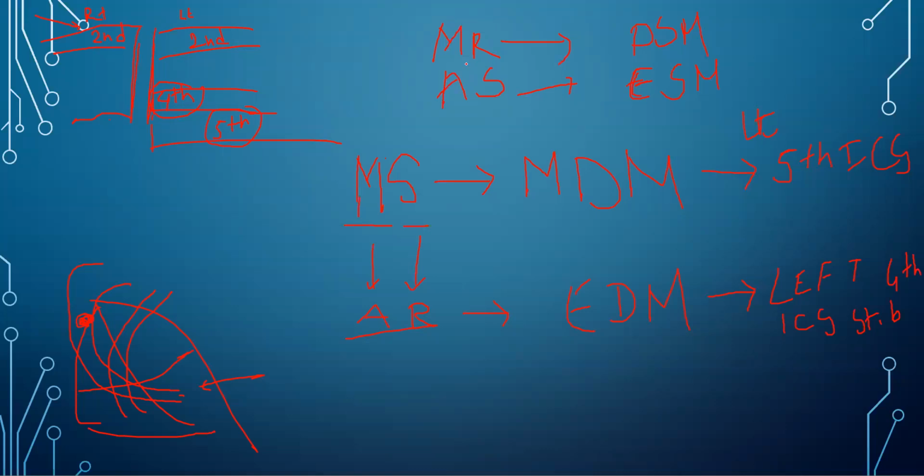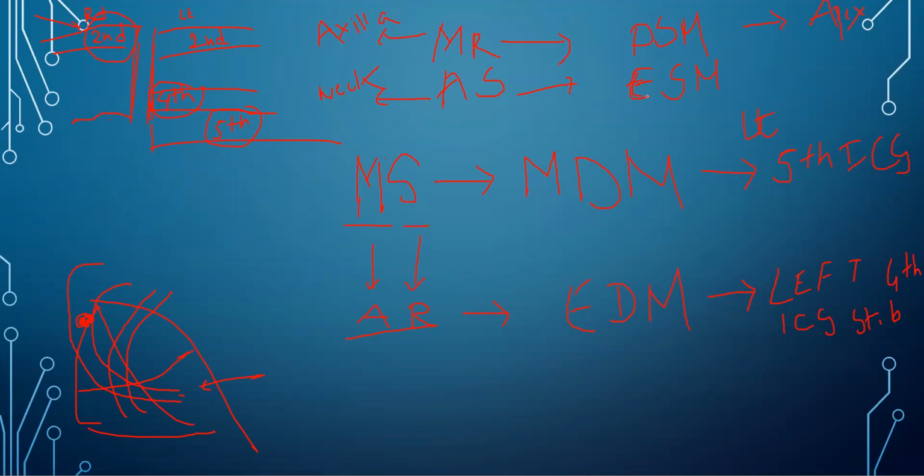Both of these murmurs radiate. Aortic stenosis murmur radiates to the neck. Mitral regurgitation murmur radiates to the axilla. Now, aortic stenosis murmur, you will find it in here. That means right second intercostal space. And mitral murmur, always you get it in the apex, so it's the same.